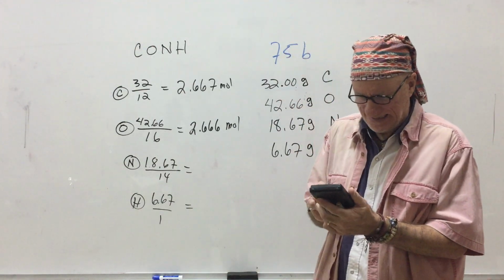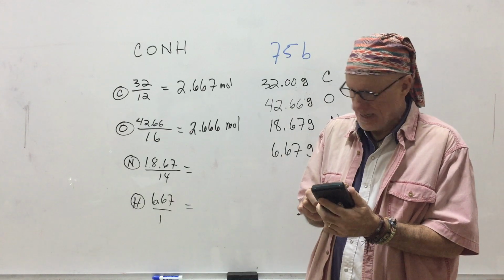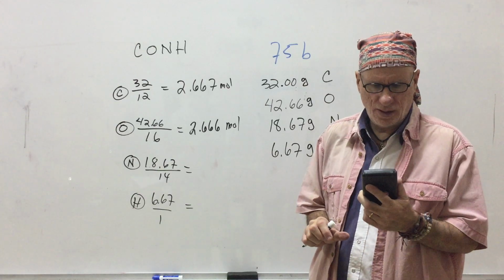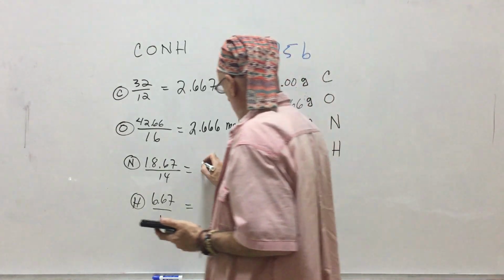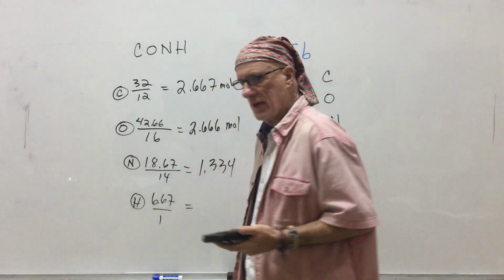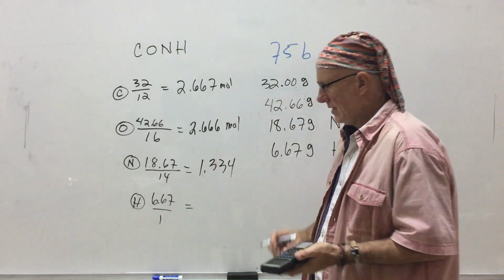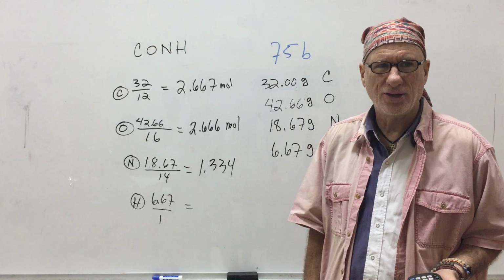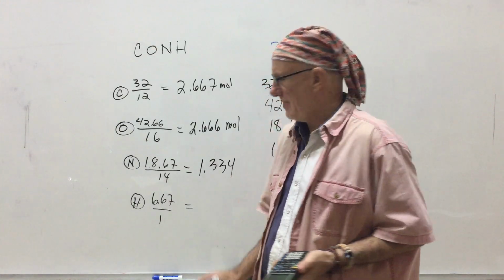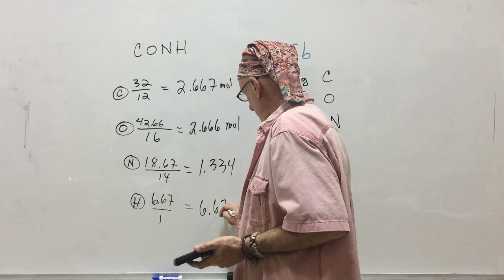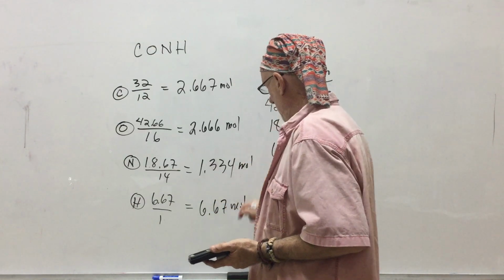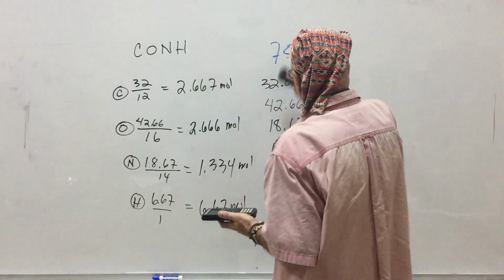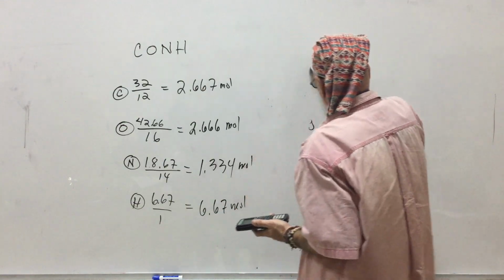And then 18.67 divided by 14 is going to be 1.334. Correct? You get that? Yes. The rounding? Excellent. And then 6.67 divided by 1. Actually, you don't need to calculate it. Divided by 1. 6.67 moles. And this is moles here. Okay? So far, so good? So, we can erase this, right? Give us some room to maneuver.